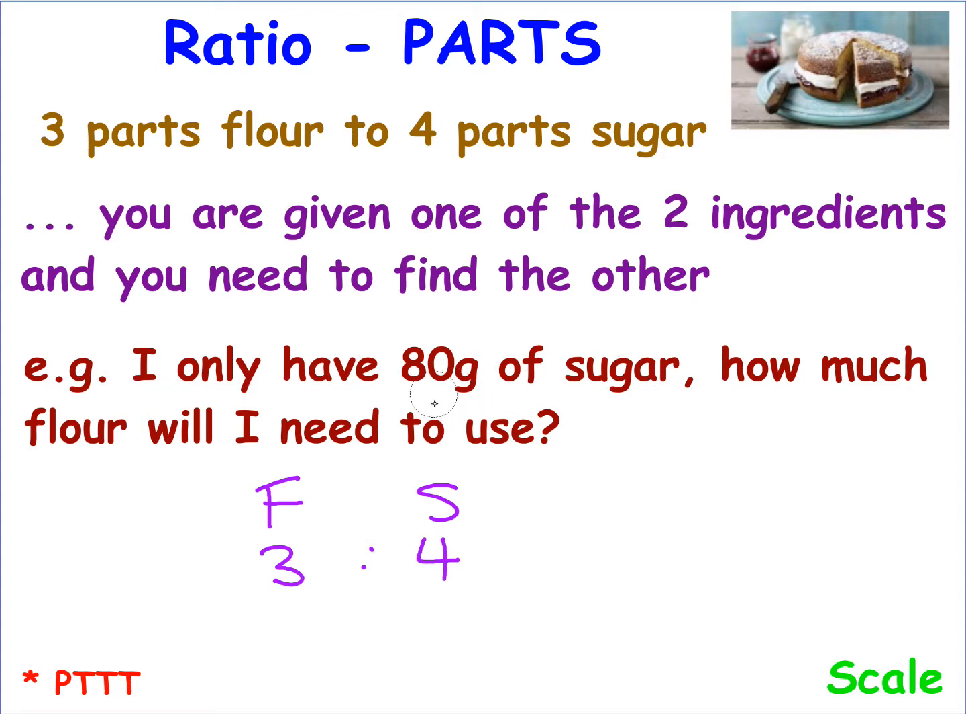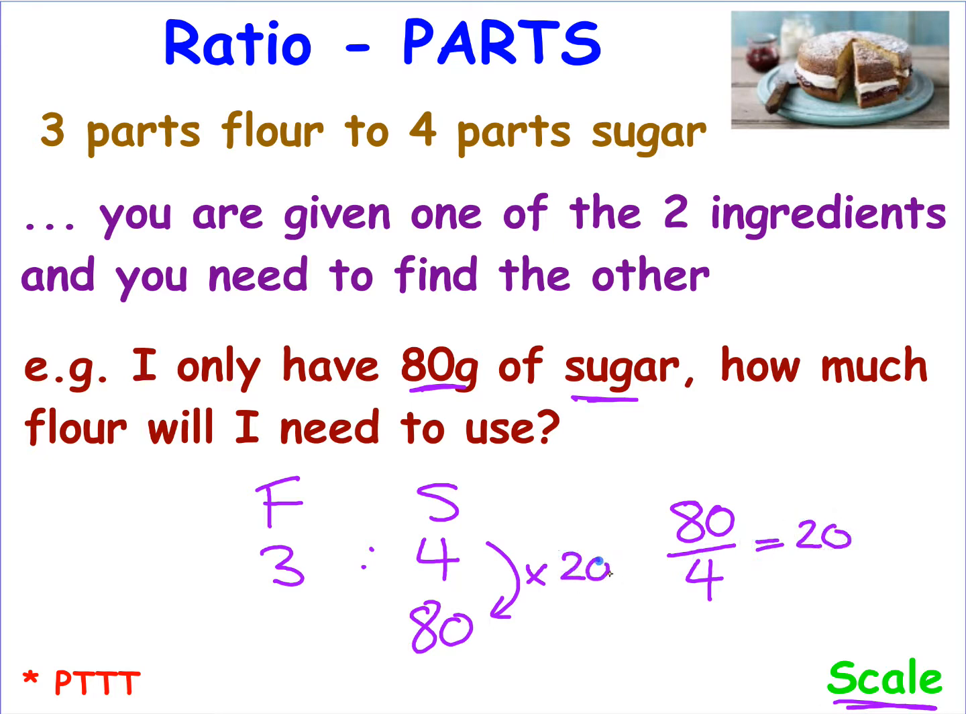So the 80 grams is sugar. It goes under the S side of our ratio. That's why we put the S there, so we know where to put this 80. So under our sugar, we put the 80. Now, in order to find our scale this time, we have to ask ourselves, how did I get from 4 to 80? Now, to work out your scale, in other words, the number that's multiplied by 4 to give you 80, you take this bottom number, 80, and you divide it by the top number, 4, and it tells you I've multiplied by 20.